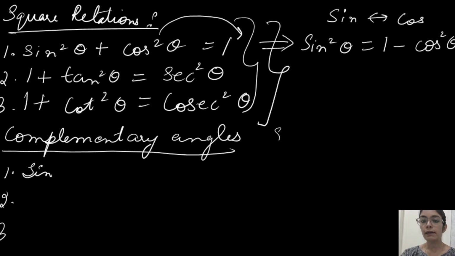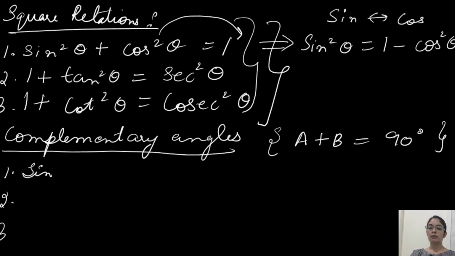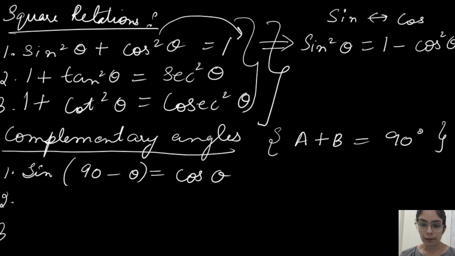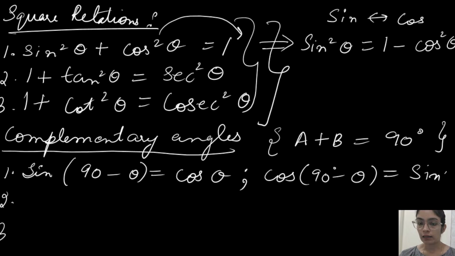Complementary angles means when you add the angles, like suppose you are adding two angles A plus B, their sum is equal to 90 degrees. Those angles whose sum adds up to 90 degrees are known as complementary angles. So the relation is sin(90 minus theta) equals cos theta, and it works the other way also: cos(90 minus theta) equals sin theta. So both ways it works.